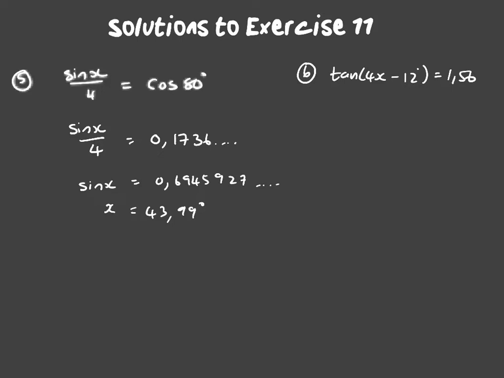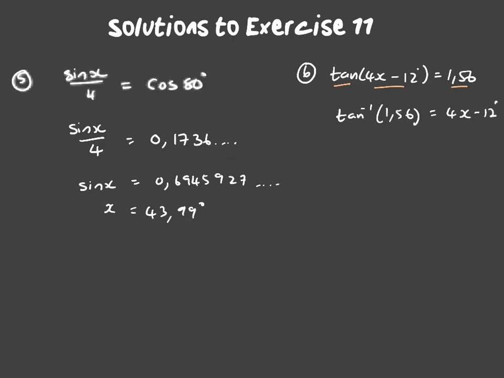tan(4x minus 12) is equal to 1.56. So do I have a trig function, angle is equal to a ratio? Yes, we have a trig function, angle is equal to ratio. Good. So what do I do? Straightforward. Arctan of that ratio, 1.56, is then equal to that beautiful 4x minus 12 degrees, the angle.